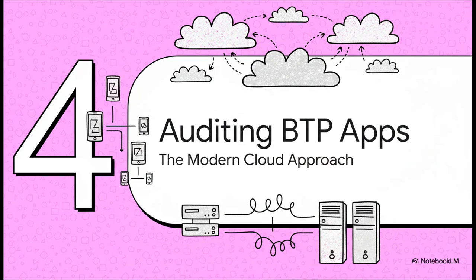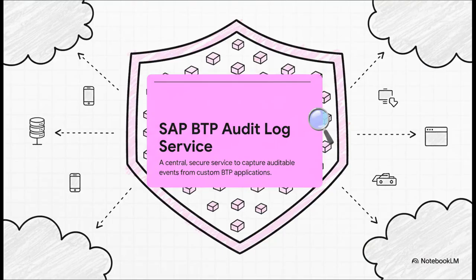All right, we have totally nailed the on-premise world. But what happens when we're building shiny new apps on the Business Technology Platform, on BTP? The whole architecture is different, right? So it makes sense that the tool is going to be different too. For all your BTP apps, the correct tool is the SAP BTP Audit Log Service.